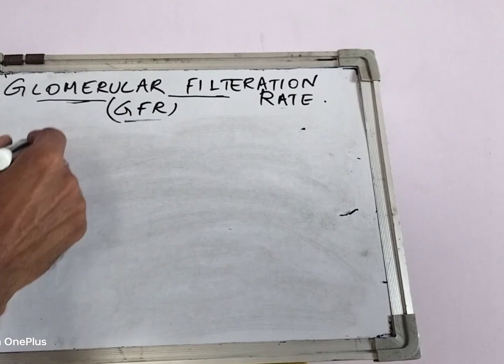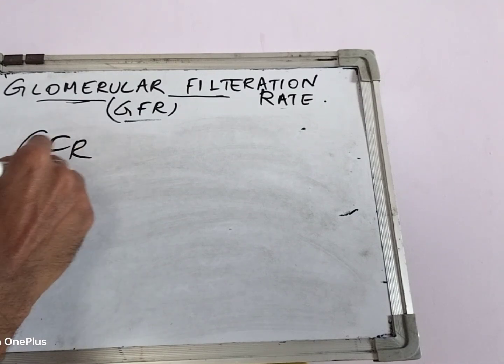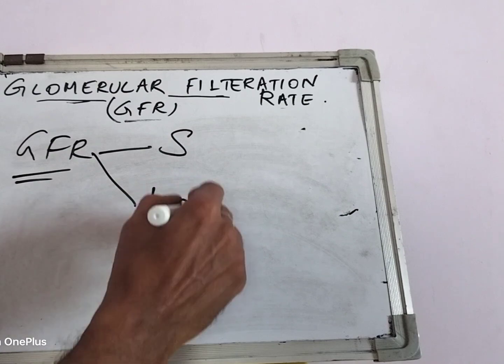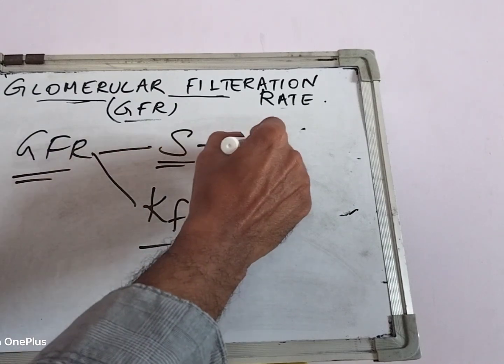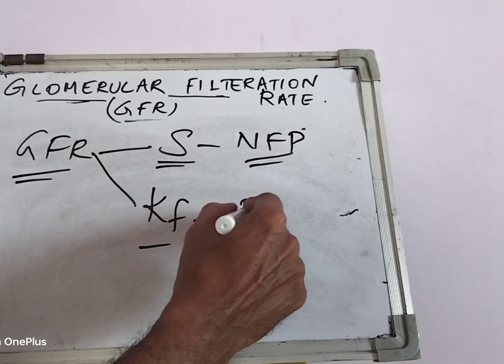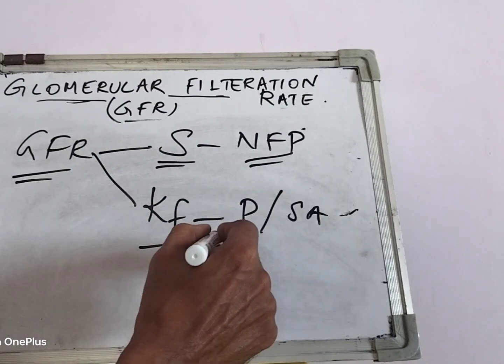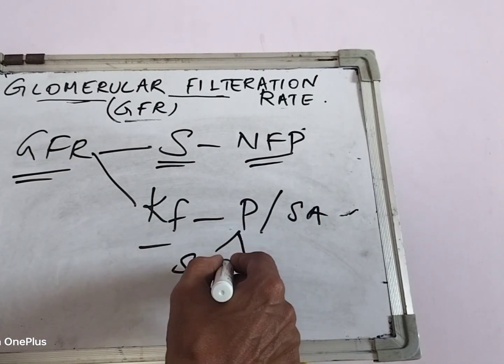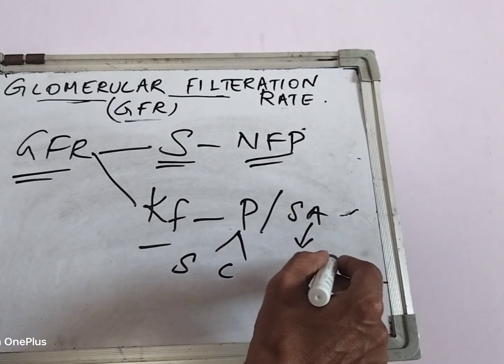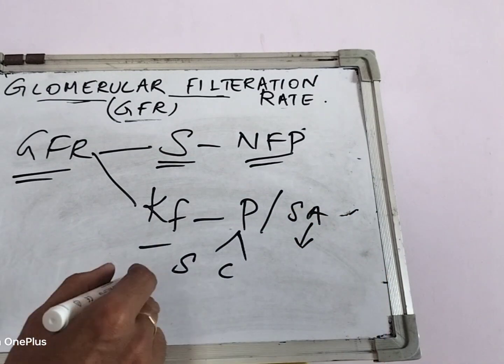So to sum up, glomerular filtration rate is determined by two major factors. One is the Starling forces, the other is the KF. The Starling forces give you a net filtration pressure, which is plus 10 mm of mercury, and KF in turn depends on the permeability and the surface area. Permeability depends on the size of the particle and the charge of the particle, and surface area depends on the status of the mesangial cells. So these are the various determinants of the GFR.